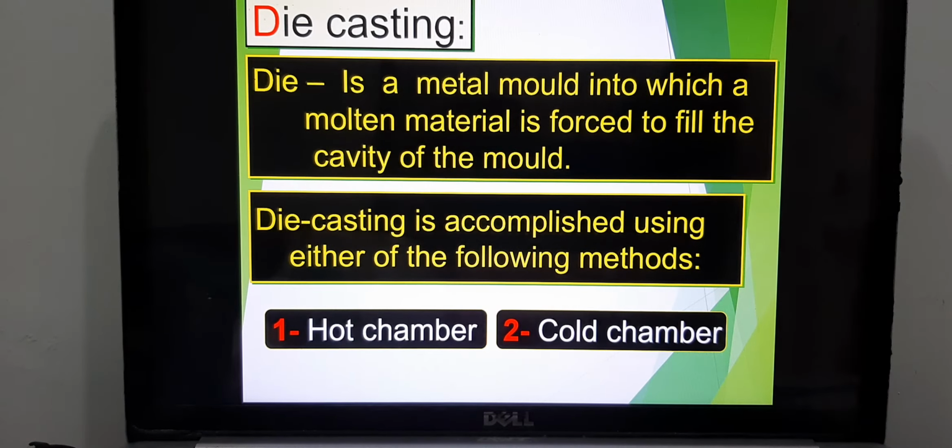Die casting, like I just mentioned, uses a die, which is a metal mold into which molten material is forced to fill the cavity of the mold. And die casting is accomplished using two methods. One is hot chamber, two is cold chamber. What is hot chamber? What is cold chamber? So you have hot chamber die casting and cold chamber die casting. What's the meaning of hot and cold in this context?